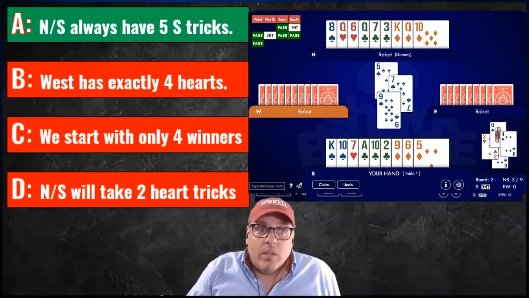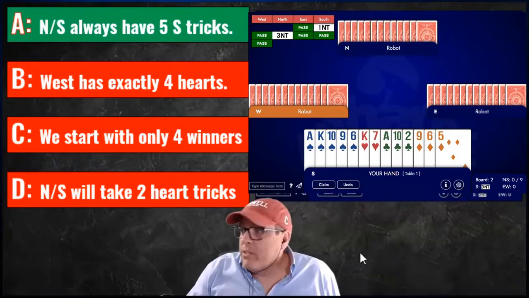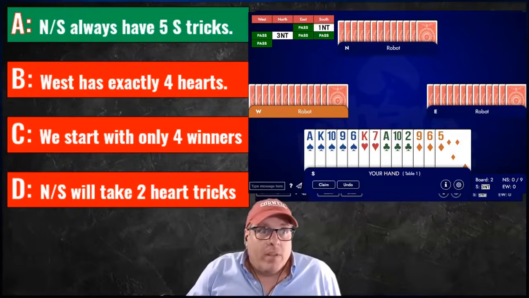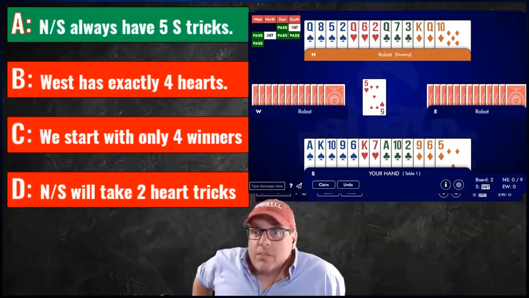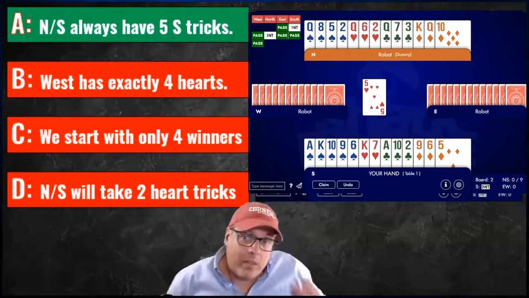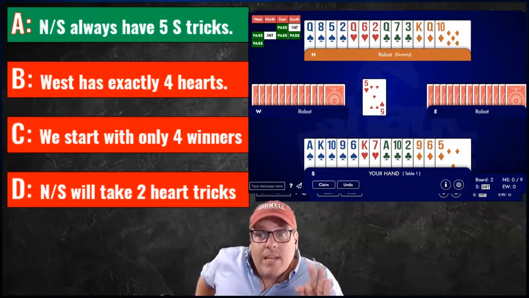It is the only scenario that is true on this lead, right? Once the opening lead is the 5 of hearts, West may in fact have exactly 4 hearts, but we can't know that. What lead might we have seen from them that would guarantee they have exactly 4 hearts? Look at all the cards still, though.